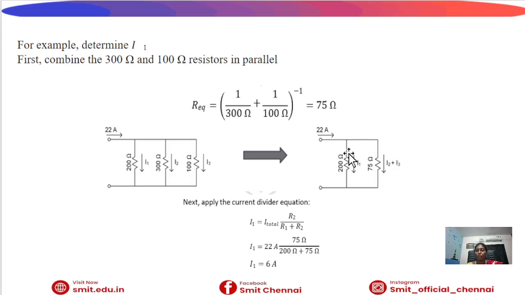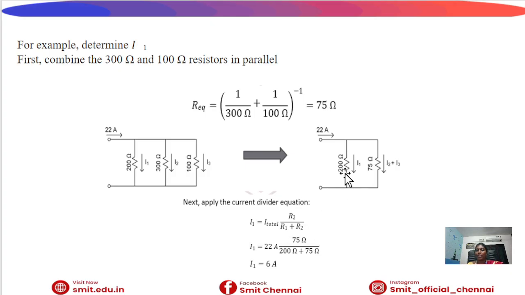How do we find it? I1 equals the total current. What is the total current? 22. So 22 into the opposite resistor value. What is the opposite resistor? This is the opposite resistor. So 22 into 75 divided by 200 plus 75. This is the value of I1.